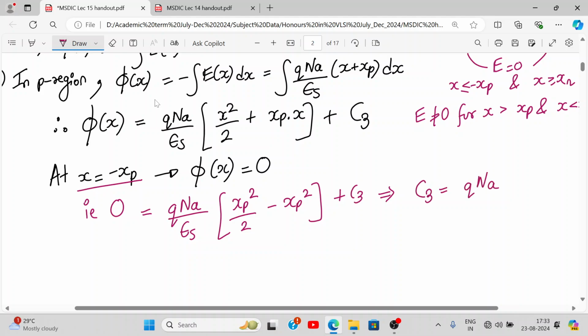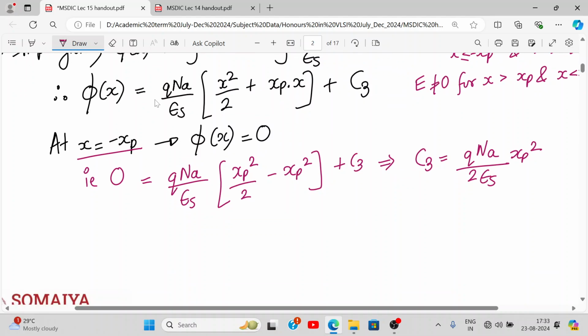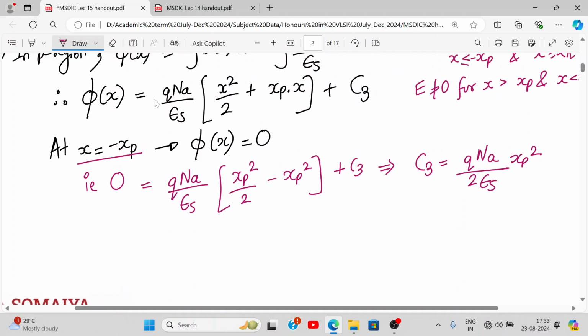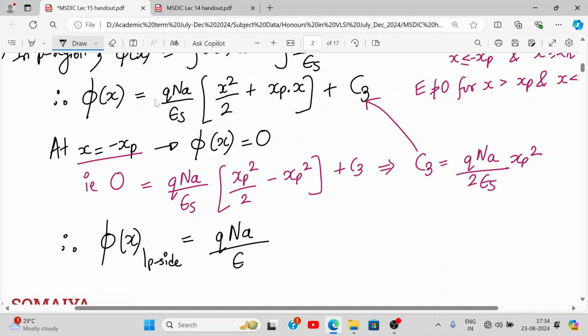Yeah, qNA upon 2 epsilon s times x plus xp square, correct? Now we put that over here, we substitute this over here, so we get this at P side now. At P side will be qNA upon 2 epsilon s.